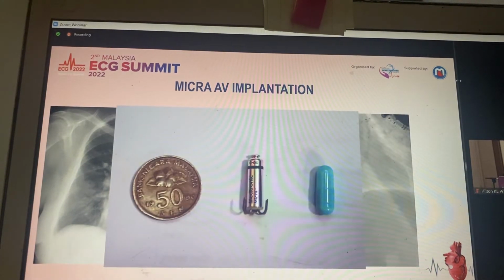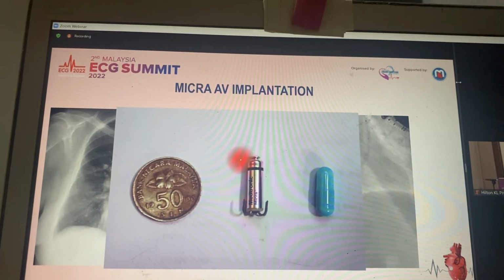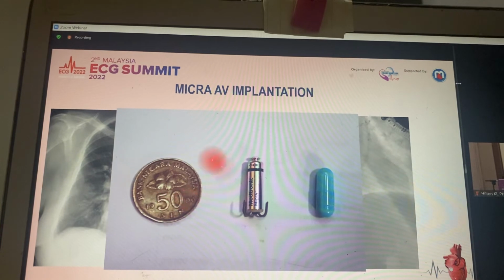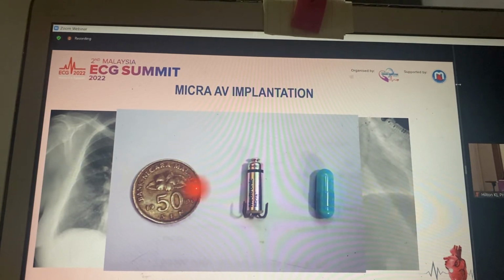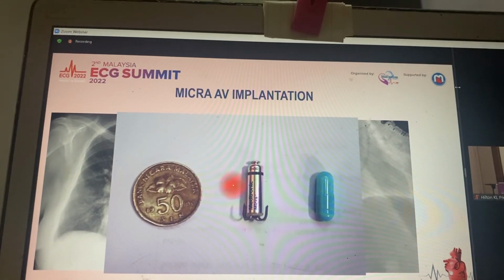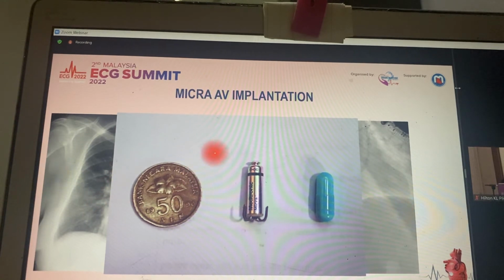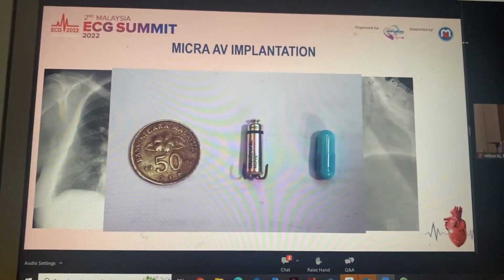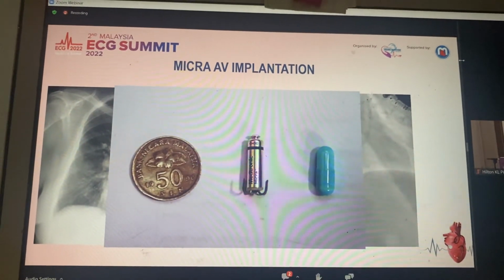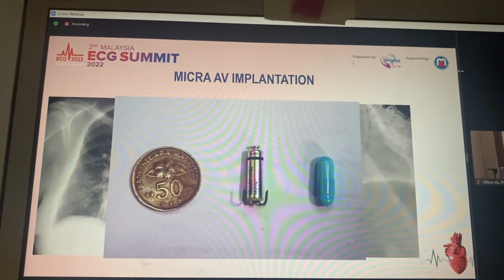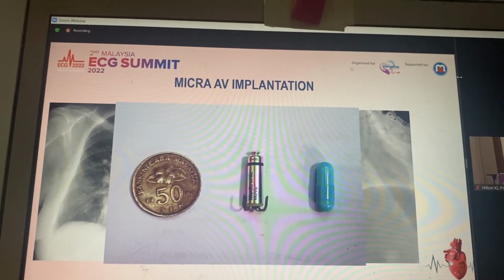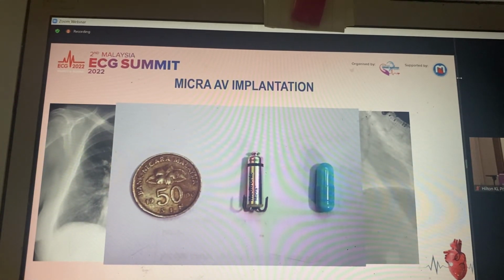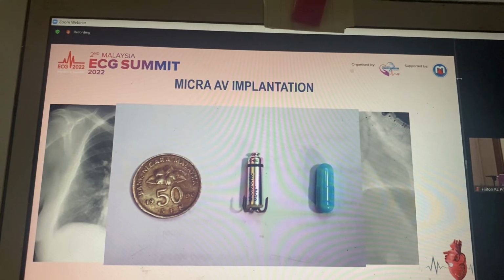So how big is Micra? You can compare the size. You can say that it's like a pill. It's very small, and the size is about our 50 cents coin. And the procedure to implant is faster compared to a conventional pacemaker, where you need an incision, put in the implant, put in the wire. With the Micra, you just need one puncture from the femoral vein, and then we implant it to the RV septal or RV apex.